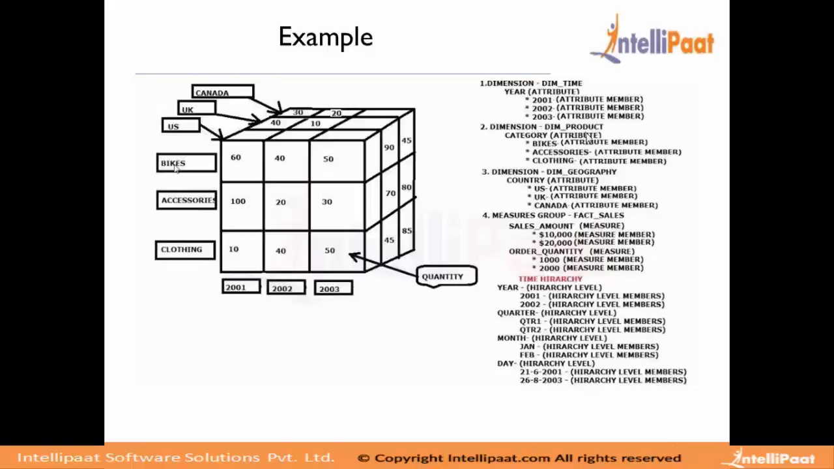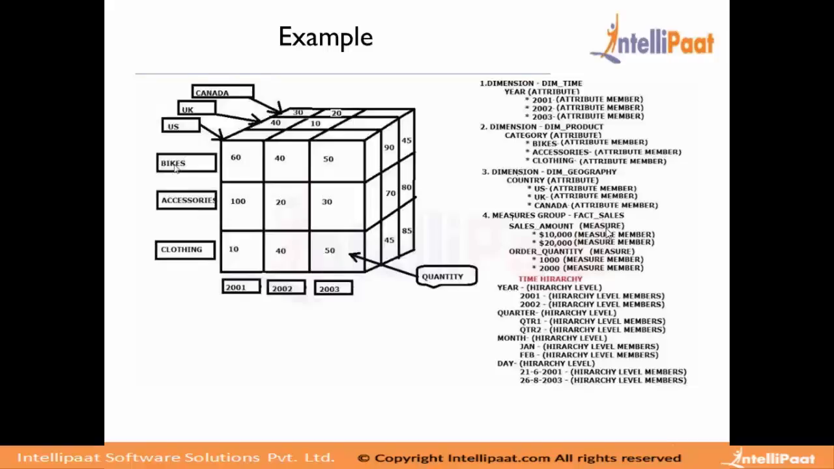Same for dimension dim product also. This is our dim product. I take category as my attribute. Under category, the data I have is called attribute members. Same for geography also. Here I take the attribute country. In country we have US, UK, Canada. These are attribute members. For example, if we take India, under India we have Chennai, Bangalore. These are all called cities. Like that. These are all called dimension tables, and we have one fact table.